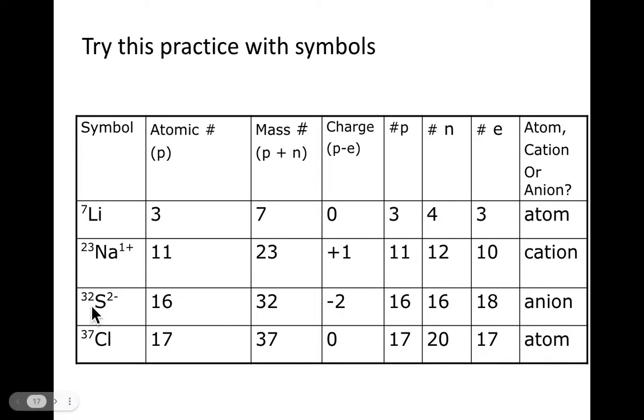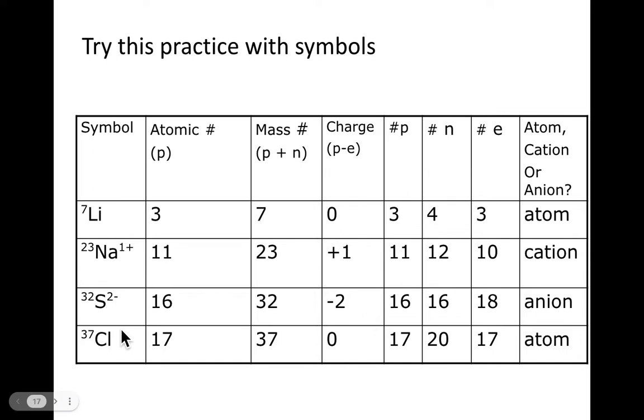Here's sulfur, atomic number 16, which is the same as the number of protons. Mass number is up here, 32, so 16 and 16 is 32. Now it has a charge of 2 negative. Notice how it's written slightly different from what we did, the charge, just convention. So you can see you have 2 more electrons. So we can't change this. 16 minus 18 gives you negative 2. This is an anion because it has more electrons.